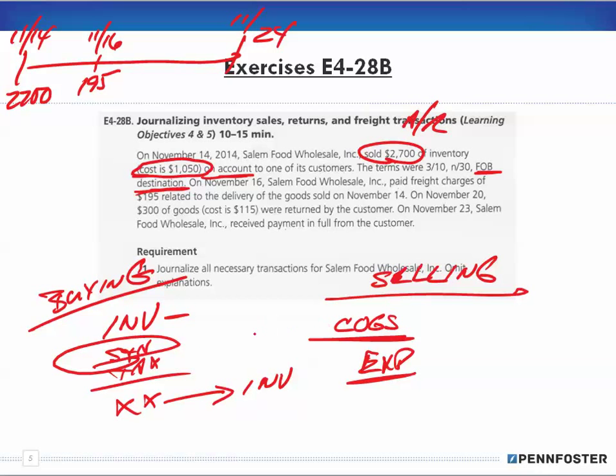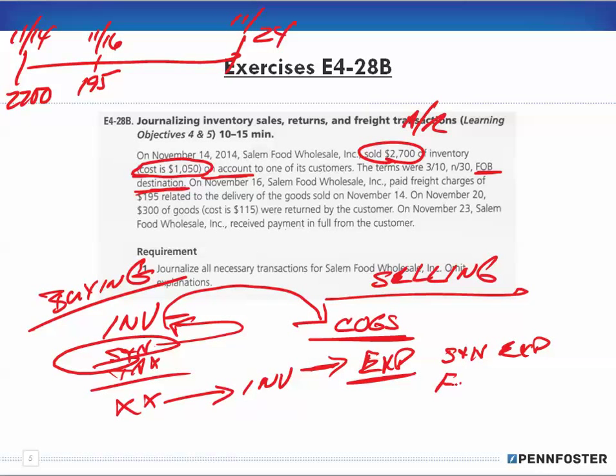The shipping that we pay if we're buying goes as a part of the cost of inventory, and then when we sell it, that whole cost goes to the cost of goods sold. But when we sell it, if we have an additional shipping charge that we have to pay, that becomes an expense to us. So you would see that as maybe shipping and handling expense, or freight expense, or delivery expense.